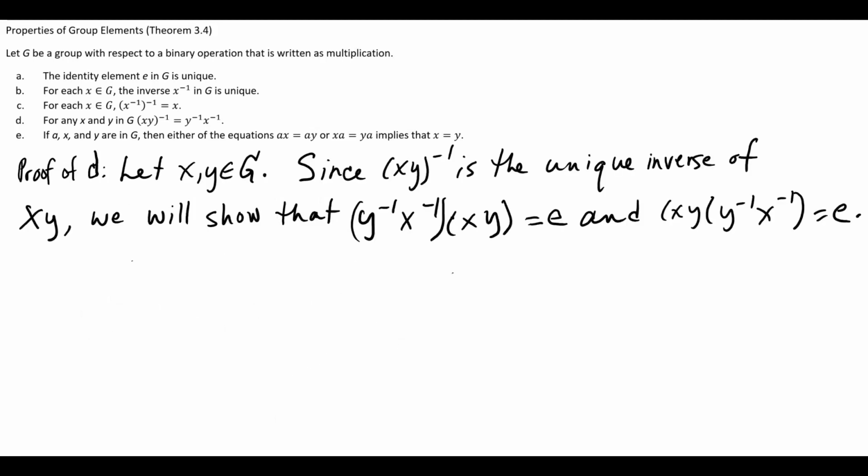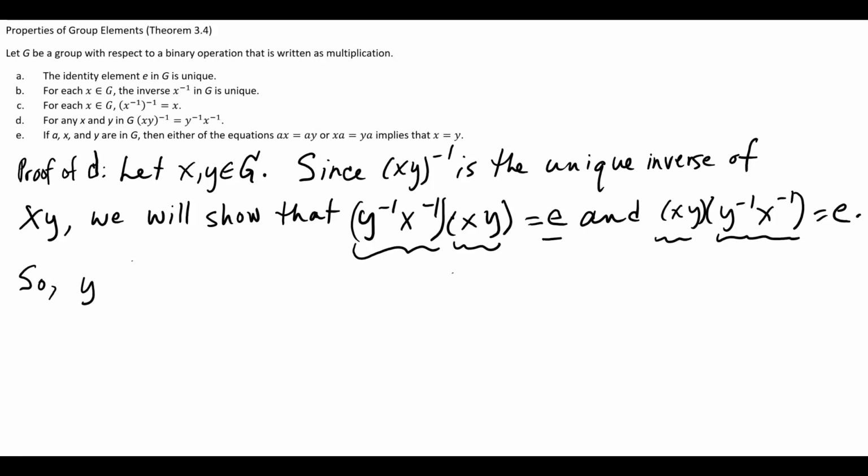If I want to show that the inverse of xy is equal to y inverse x inverse, I need to show that y inverse x inverse times xy is equal to e, and I also need to show that xy times y inverse x inverse is equal to e. So that's what we will do.